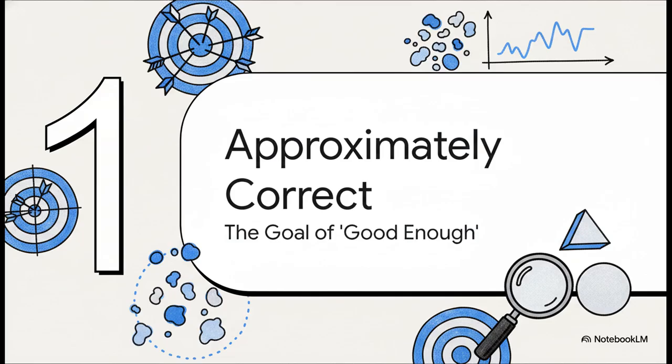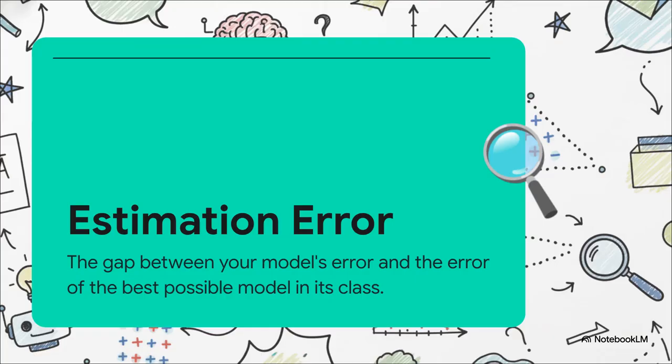Here's the thing about machine learning. It's not about being perfect. In the real world, perfection is basically impossible. The goal isn't to be flawless. The goal is to be really, really close to the best possible answer you could ever hope to find. And to measure how close we are, we use this idea called estimation error. It's actually pretty simple. It's just the gap between how well our model did and how well the absolute best God-tier model could have possibly done. Our job is to shrink that gap until it's tiny.